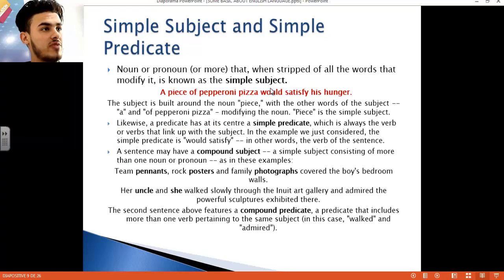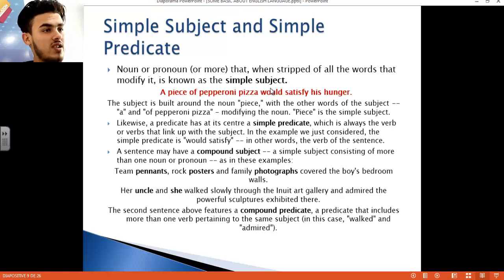Let's move to the simple subject and simple predicate. A noun or pronoun that, when stripped of all the words that modify it, is known as a simple subject. Here is the example: a piece of pepperoni pizza would satisfy his hunger. The subject is built around the noun piece, with the other words of the subject, a, and of pepperoni pizza, modifying the noun. Piece is the simple subject, or let's say the core subject.